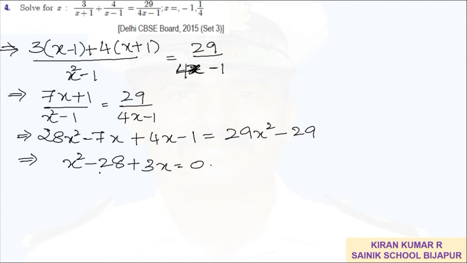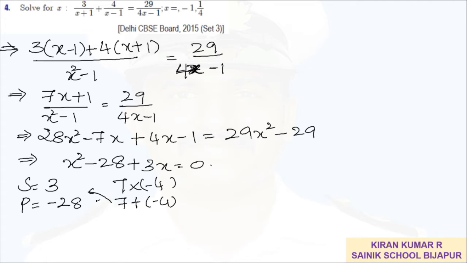For this, the sum here is positive 3 and the product here is negative 28. We know 7 times 4 is 28. If you take 7 multiplied by minus 4 and 7 added to minus 4, we would get the required sum and the product.